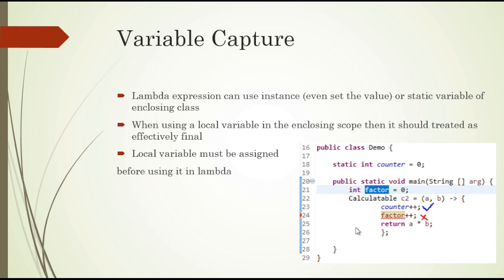As you can see here, counter is a static variable which can be accessed inside the lambda, and it can also be updated. But when we try to use factor, which is a local variable in the enclosing scope of the main method, we need to use it as effectively final, meaning we should not update the value of that variable, and the compiler will also complain if it is not initialized.